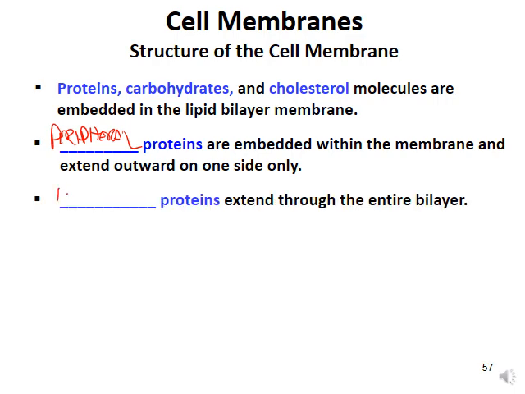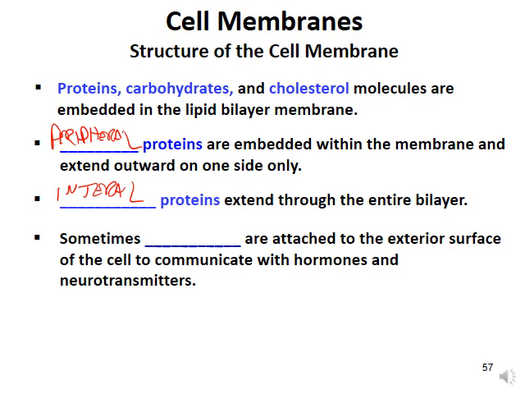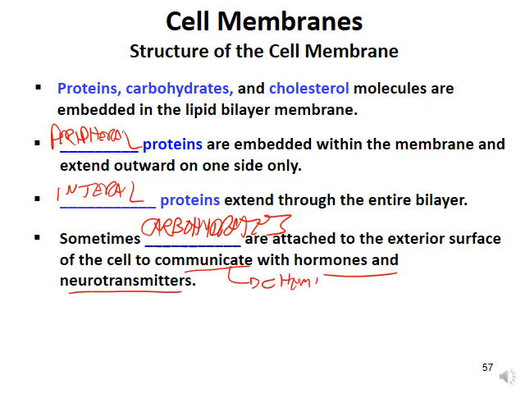And then we've got the opposite, internal proteins that extend through the entire bilayer. And they go right through the inside. And sometimes we have carbohydrates that get attached to the exterior surface of the cell as a way of communicating with hormones and neurotransmitters and communicate in chemical reactions. Everything is a biochemical reaction when interacting with the cell. But that's still a communication.